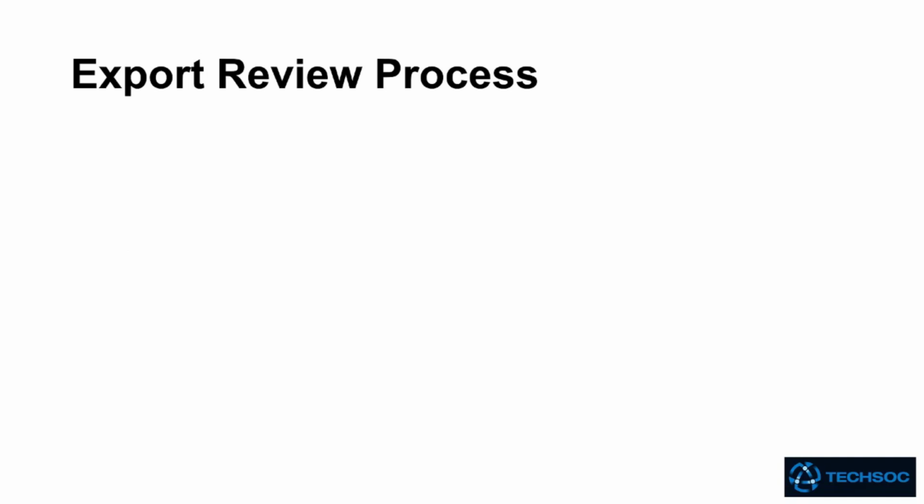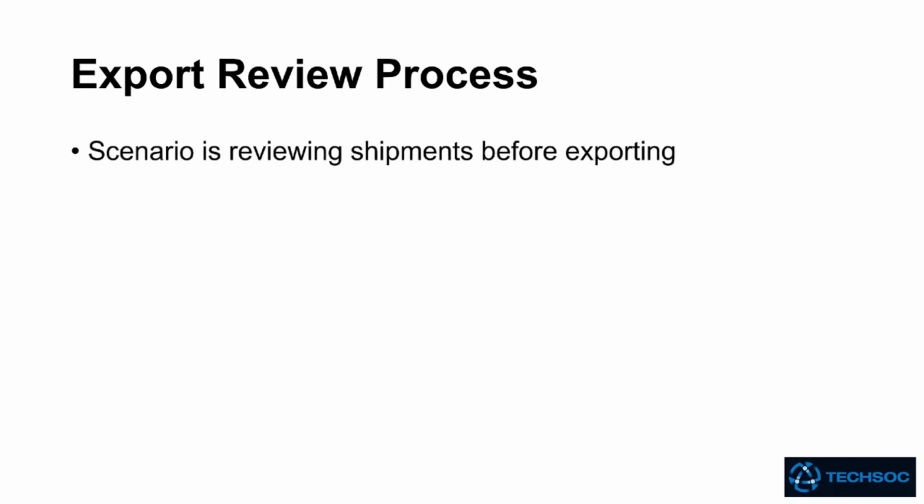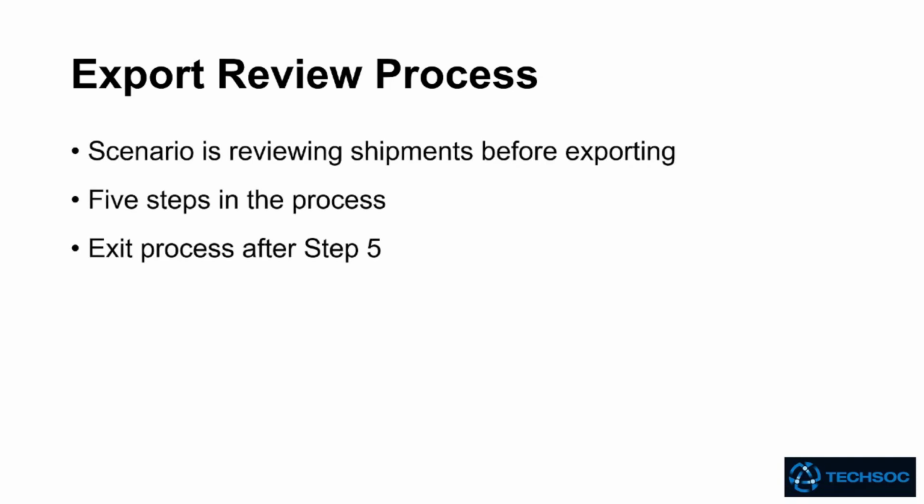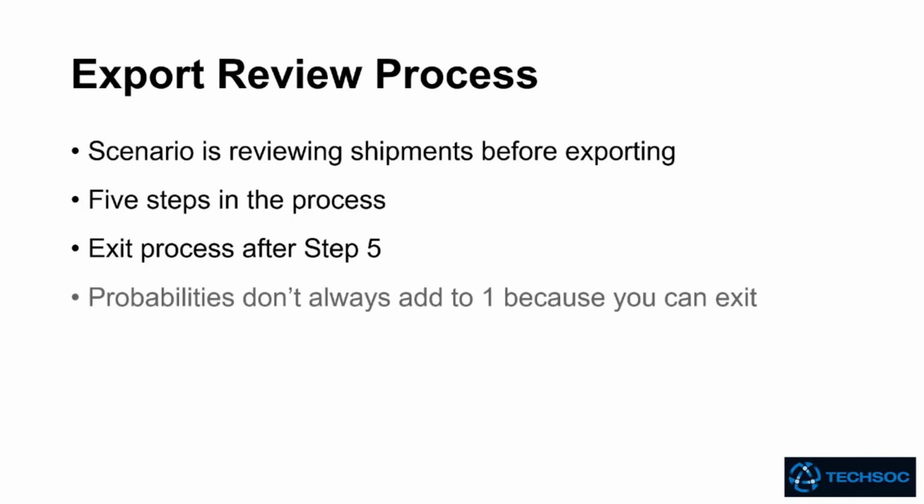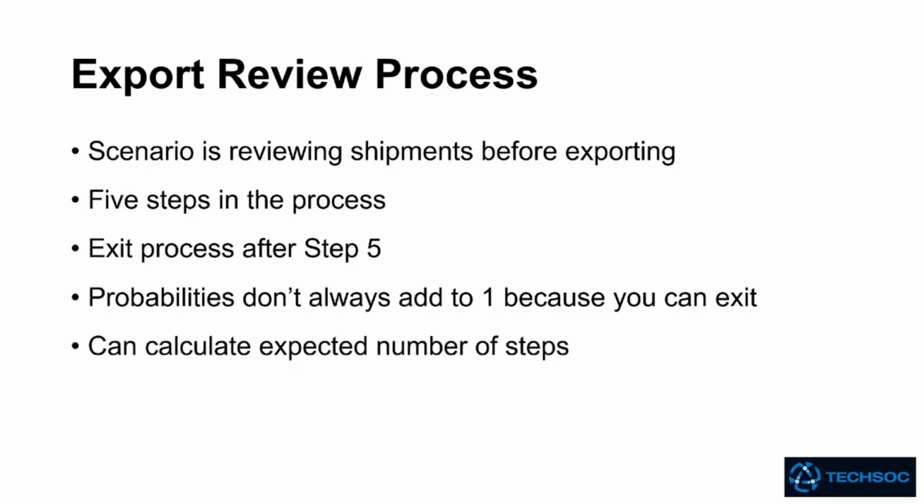We can also look at processes represented by Markov chains and see how many steps it would take to move through them. As an example, let's take a look at export review, where a product you're sending overseas needs to go through a number of steps before it is released. There are 5 steps in this process, and it's possible to exit the process after step 5. That means that the probabilities don't always add to 1 because you can exit. However, we can use these values to calculate the expected number of steps. And, in fact, in later videos in this playlist, we will do exactly that.